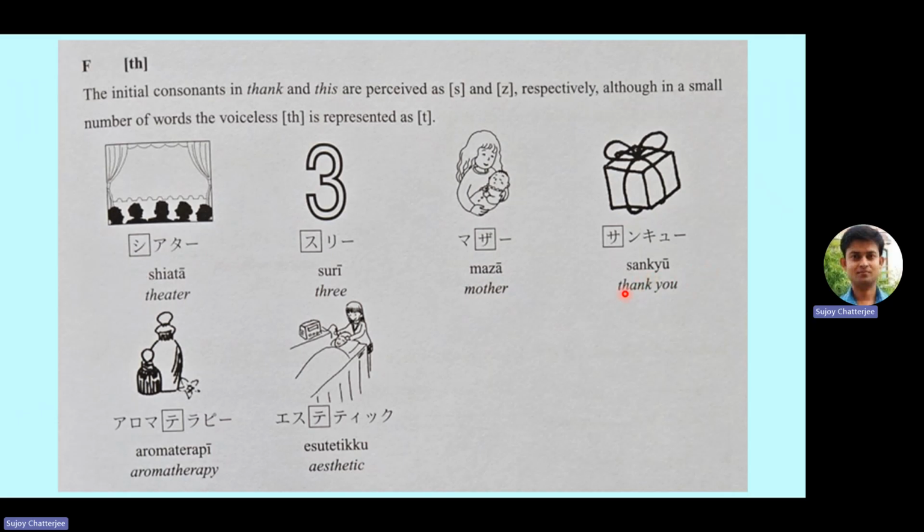So we just have to follow what is there after th. If a, then this is a. If it is e, then it is a long a. Similarly for the others. Then we have aromatherapy, and aesthetic will be esutetikku. So after going through these examples, if you read this line again, you will understand what this rule indicates.